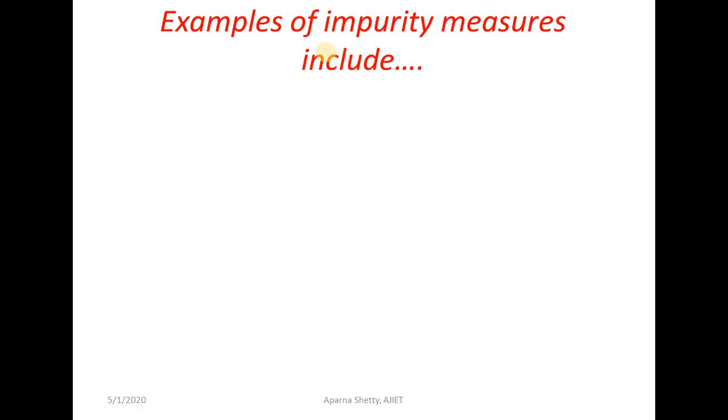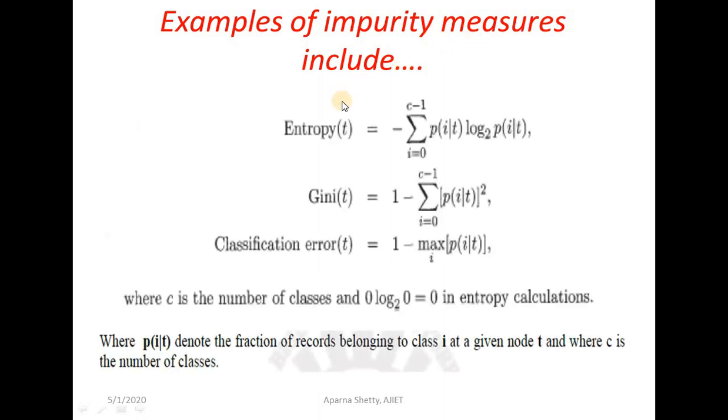Now let us go through the examples of impurity measures. The first impurity measure is entropy, the second is the Gini index, and finally we have classification error. This is very important: three impurity measures, entropy, Gini and classification error. Entropy is given by the formula minus summation of i equals 0 to c minus 1, P of i given t, log to the base 2 of P of i given t.